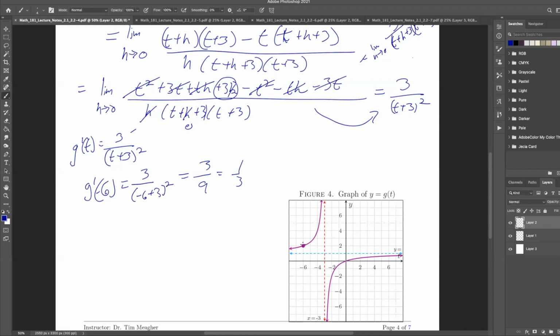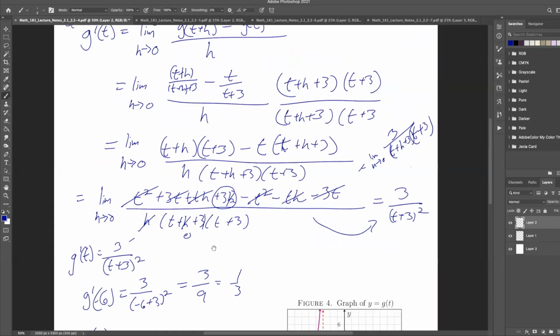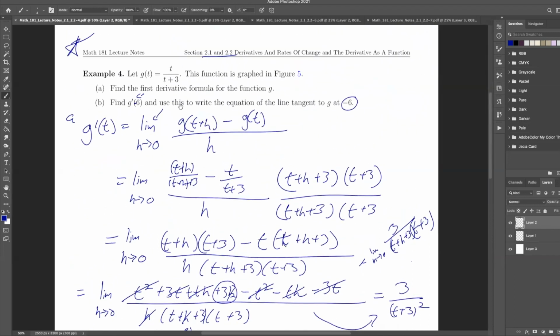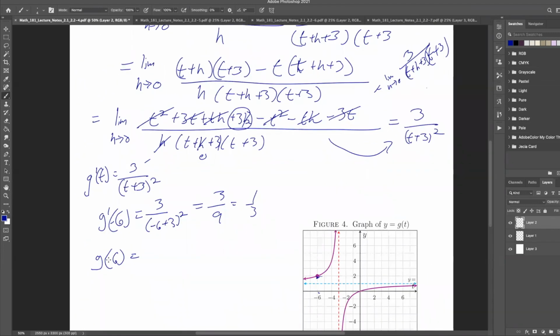How do I get the point? If I look at the graph, I can say it's minus 6, 2, right? But we can also figure it out. If I take g of minus 6, what was g? Hold on. g is t over t plus 3. So g of minus 6 would be minus 6 over minus 6 plus 3. So this is minus 6 over minus 3, which is equal to 2. So here we have a point of minus 6 and 2, right? So this gives us our point.